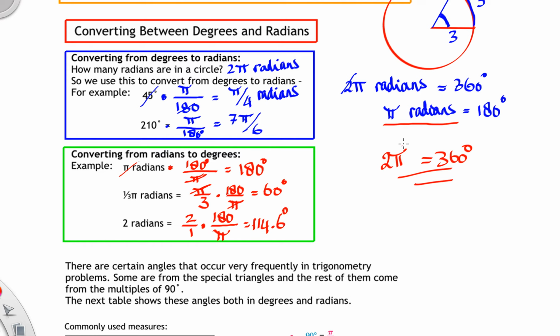Okay, another thing that you need to keep in mind is that if the whole circle is 2 pi radians, and pi is about 3.14, then 6.28 radians is a full circle, so a full 360 degrees.